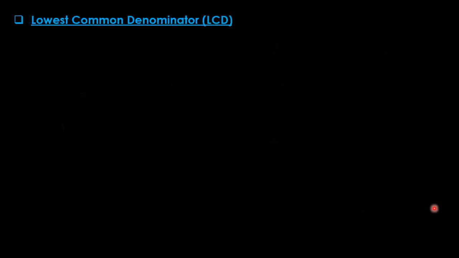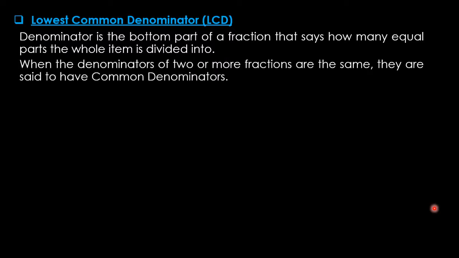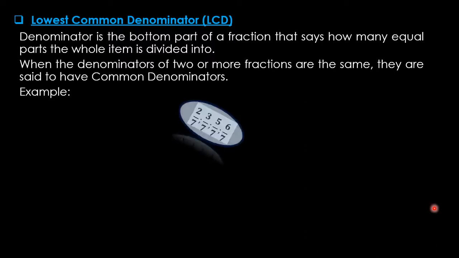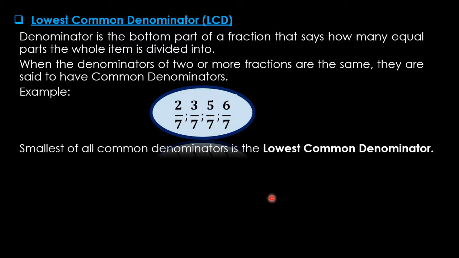Let's move on. Lowest common denominator, or LCD. The denominator is the bottom part of a fraction that says how many equal parts the whole item is divided into. When the denominators of two or more fractions are the same, they are said to have common denominators. Example: 2/7, 3/7, 5/7, 6/7. All the denominators are the same here, so they are fractions with common denominators. The smallest of all common denominators is the lowest common denominator.